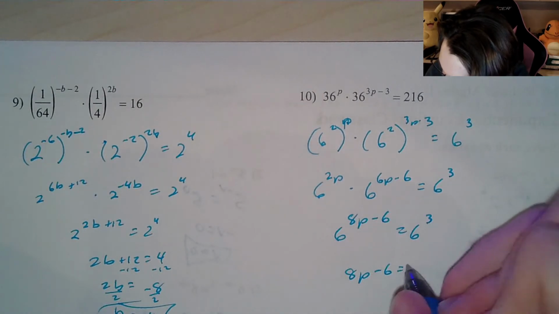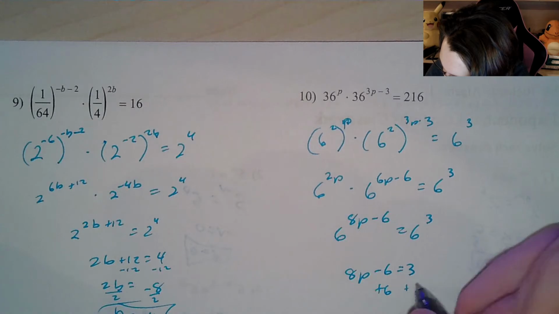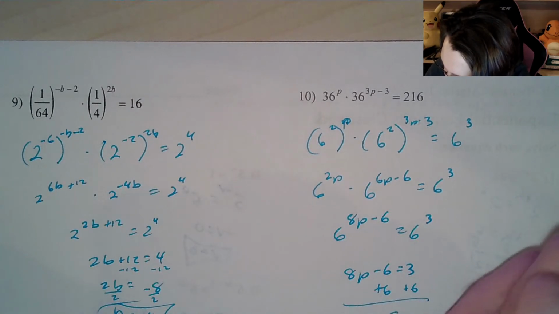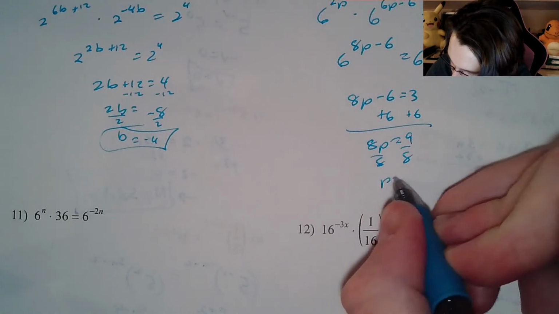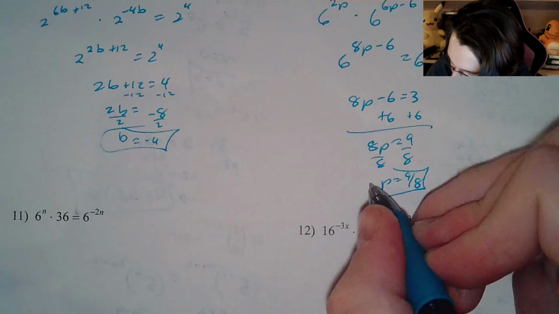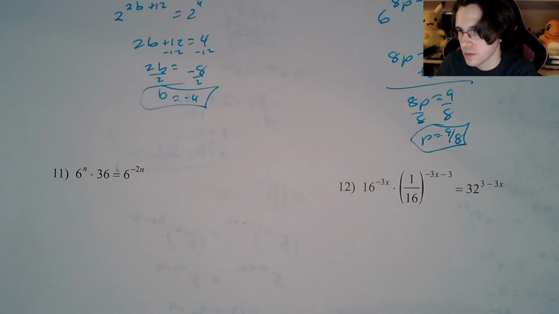You get 6 to the 8p minus 6 is 6 to the 3rd. 8p minus 6 equals 3. Add 6 to both sides. 8p is equal to 9. Couldn't even see my work, I apologize. Divide both sides by 8, and you're done. P is equal to 9 divided by 8. And then on to number 11. Exactly the same base of 6.